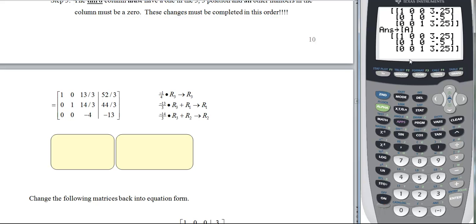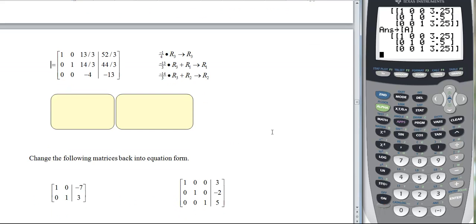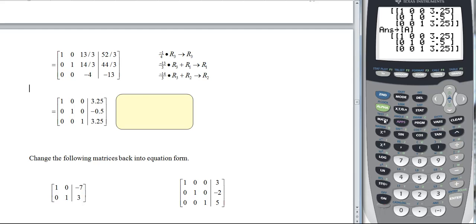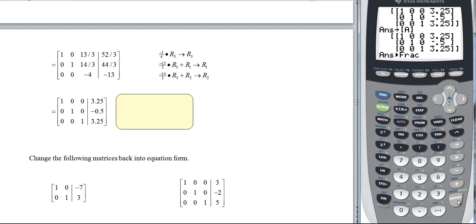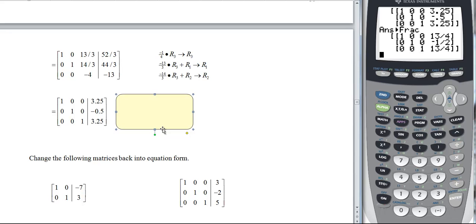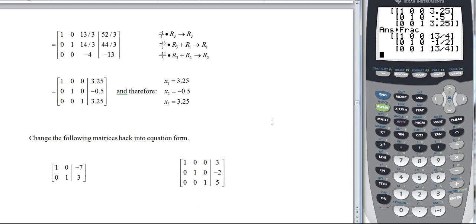So these are nice decimals. Okay. Let's see what I have here. Or you could change it to fractions. If they're real nasty looking decimals where you have that dot dot dot and it goes off your screen, you need to go frac it. Now if they're nice decimals, I'll take either this one or this one. So to finish this up, x sub 1 should equal 3.25, x sub 2 should equal negative 0.5, and x sub 3 should equal 3.25.